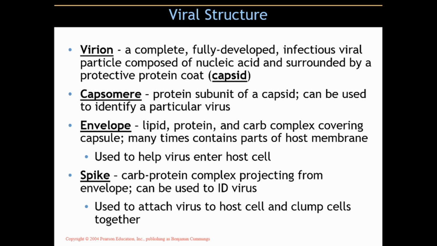A capsomer is a subunit of a capsid, and I only mention that because we use it to identify particular viruses. An envelope is a lipid, protein, and carb complex, mainly lipid, covering the capsid. Many times it contains parts of the host membrane in order to allow ease of entry into the host cell. And a spike is a carb-protein complex that comes off of the envelope. It's like a key, and that key matches a particular lock on a host cell, and then in it goes. We use spikes to identify the virus as well.